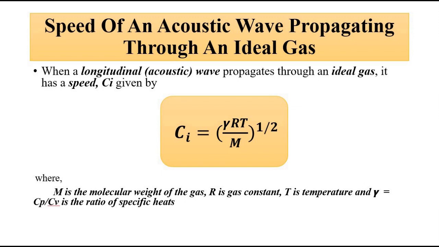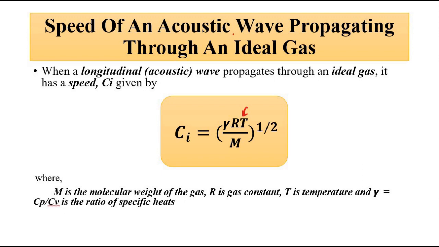So when a longitudinal sound wave passes through an ideal gas, the speed with which it travels is given by this formula. Now here please pay attention to this part, this T. This T part is very crucial because we are measuring temperature. So any parameter which is dependent on temperature can be utilized. So this principle is used here.